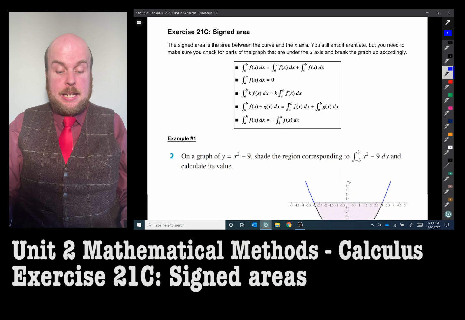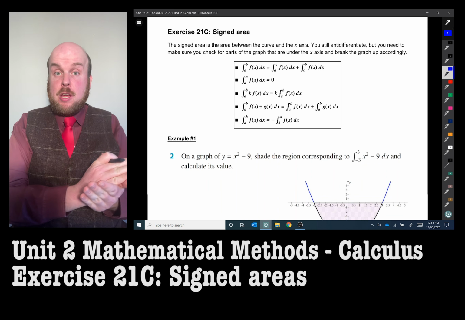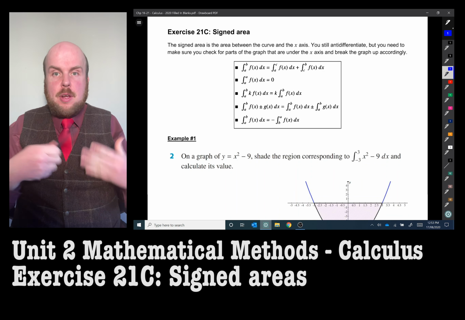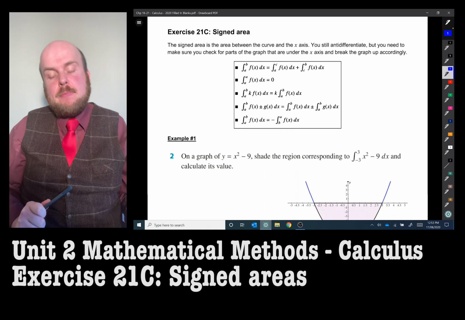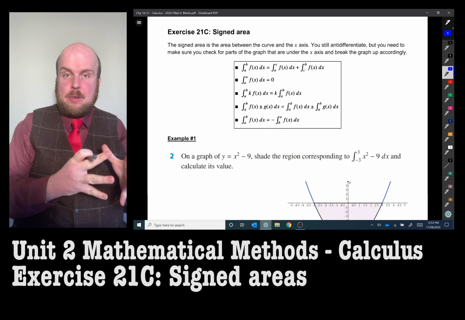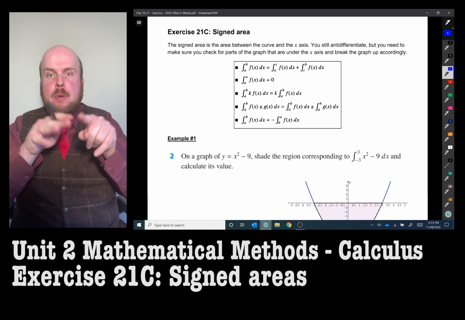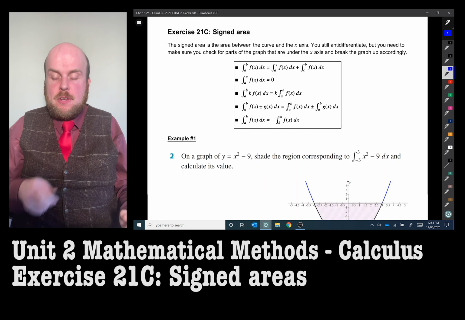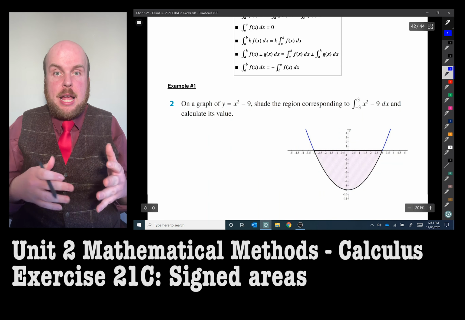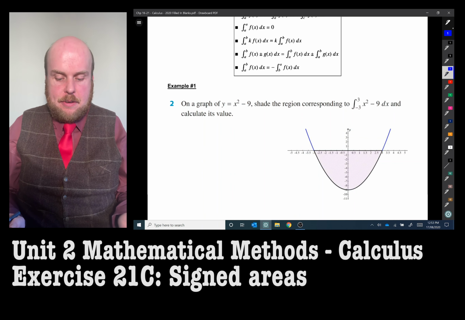Exercise 21C, signed area. The signed area is the area between the curve and the x-axis. So it's still an anti-differentiation, or antiderivative I should say, but you'll need to make sure that any parts that are under the graph, if I need to find an area, we mark them as being positive, and then we add all of the positive bits together. Because if you do, for example, just a straight antiderivative, you might end up accidentally cancelling out some of the areas.